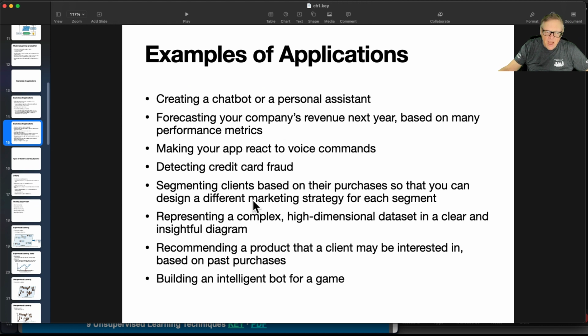You can make forecasts. You can detect credit card fraud by detecting suspicious transactions. You can separate clients into groups to try to predict what different groups of clients might want to purchase, and that sort of thing. Recommendation engines for movies and books and such are all good cases for AI.